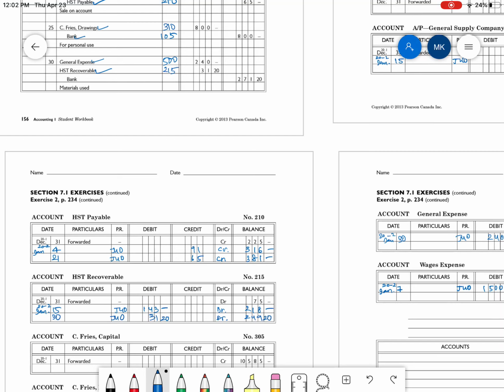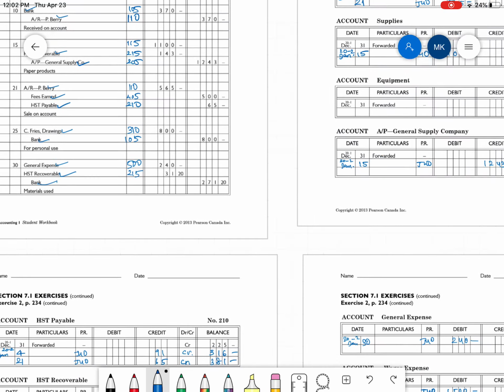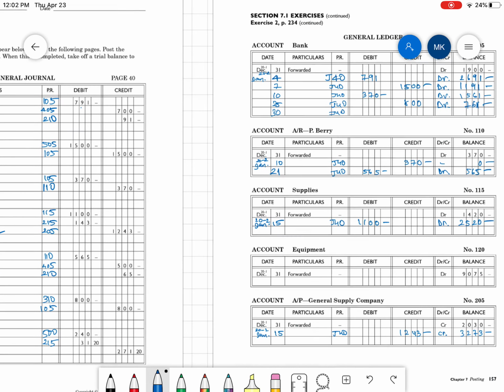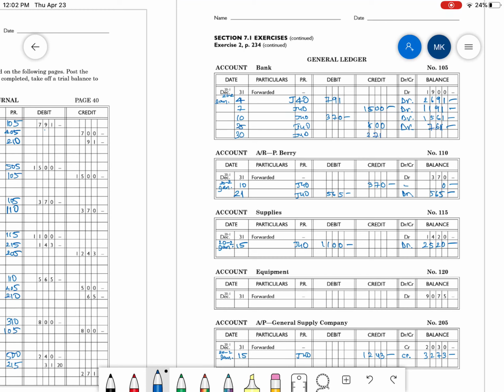Alright, so we finish HST recoverable. This is account number 215, which we have already written. And lastly, bank is credited, so 271.20. The date is January 30, it comes from J40, and you have 271.20 on the credit. Now debit was 761, you have credit 271.20, so again your balance is going to be debit. So that is 489.80.